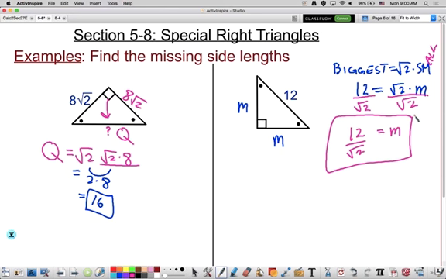Okay, then we've got one more special triangle to look at. You said that last time. We didn't do the second one yet. This is still the first one. 45, 45, 90.